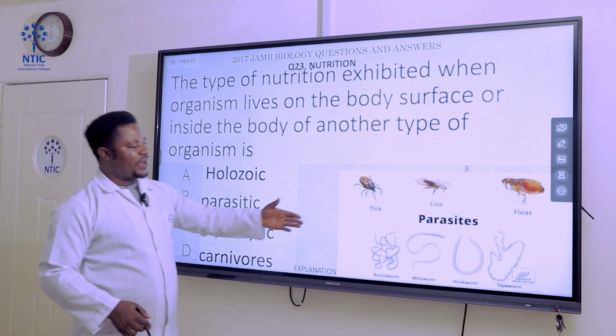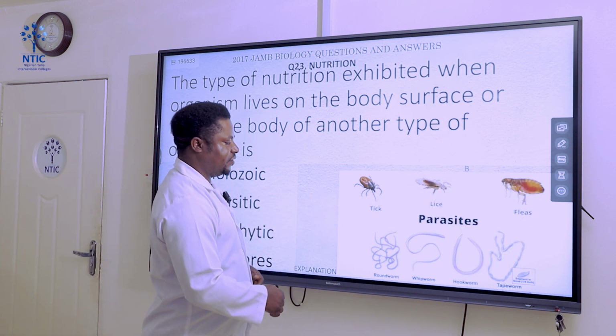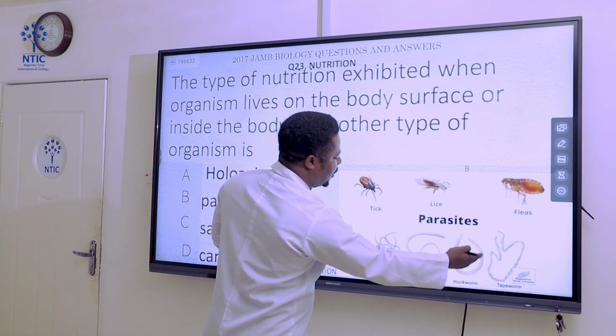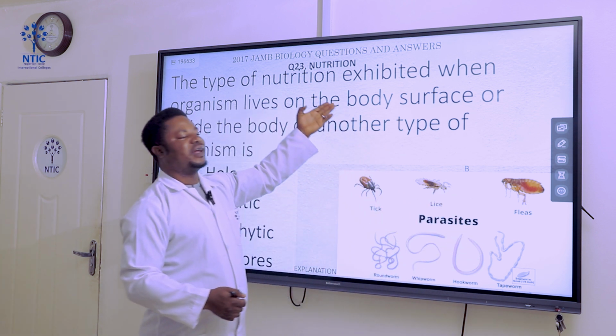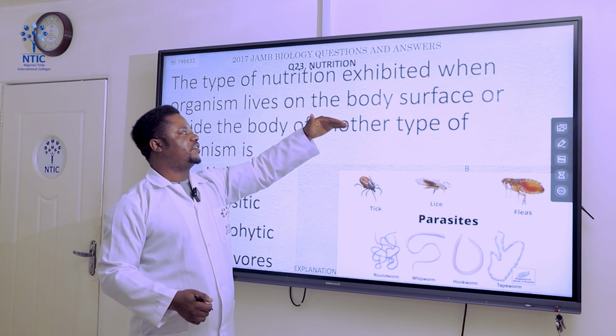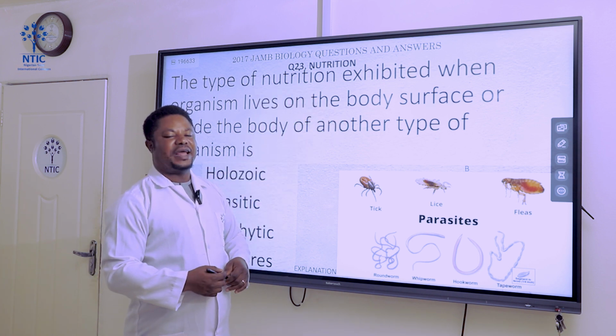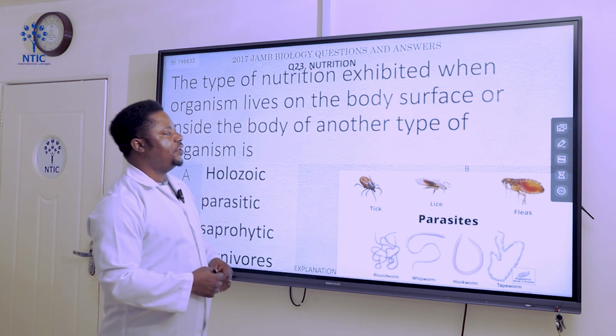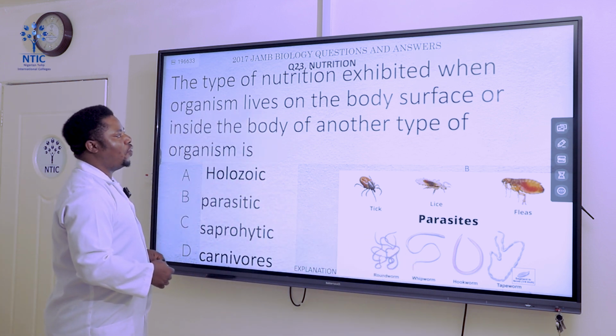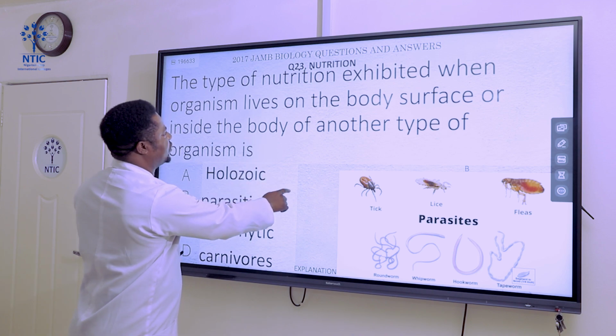And here we have different types of parasites. We have the ectoparasites and the endoparasites. The ectoparasites are those that live on the body surfaces of their host, while the endoparasites live inside the body of the host. Let's go to the next question.